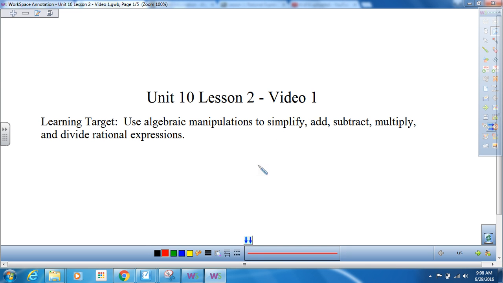This is video 1 from Unit 10, Lesson 2. We're still going to be talking about rational expressions, and we're going to look at multiplying them.